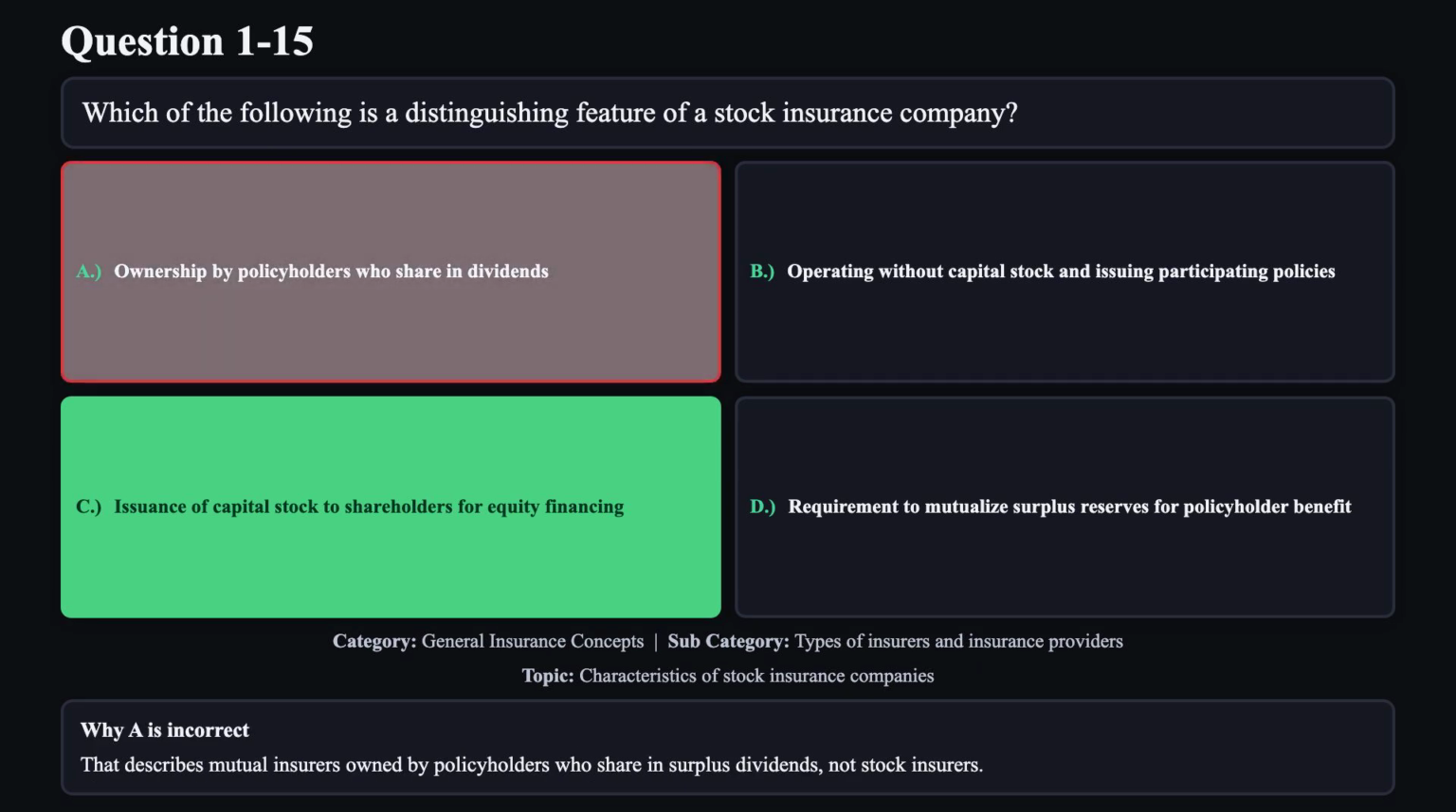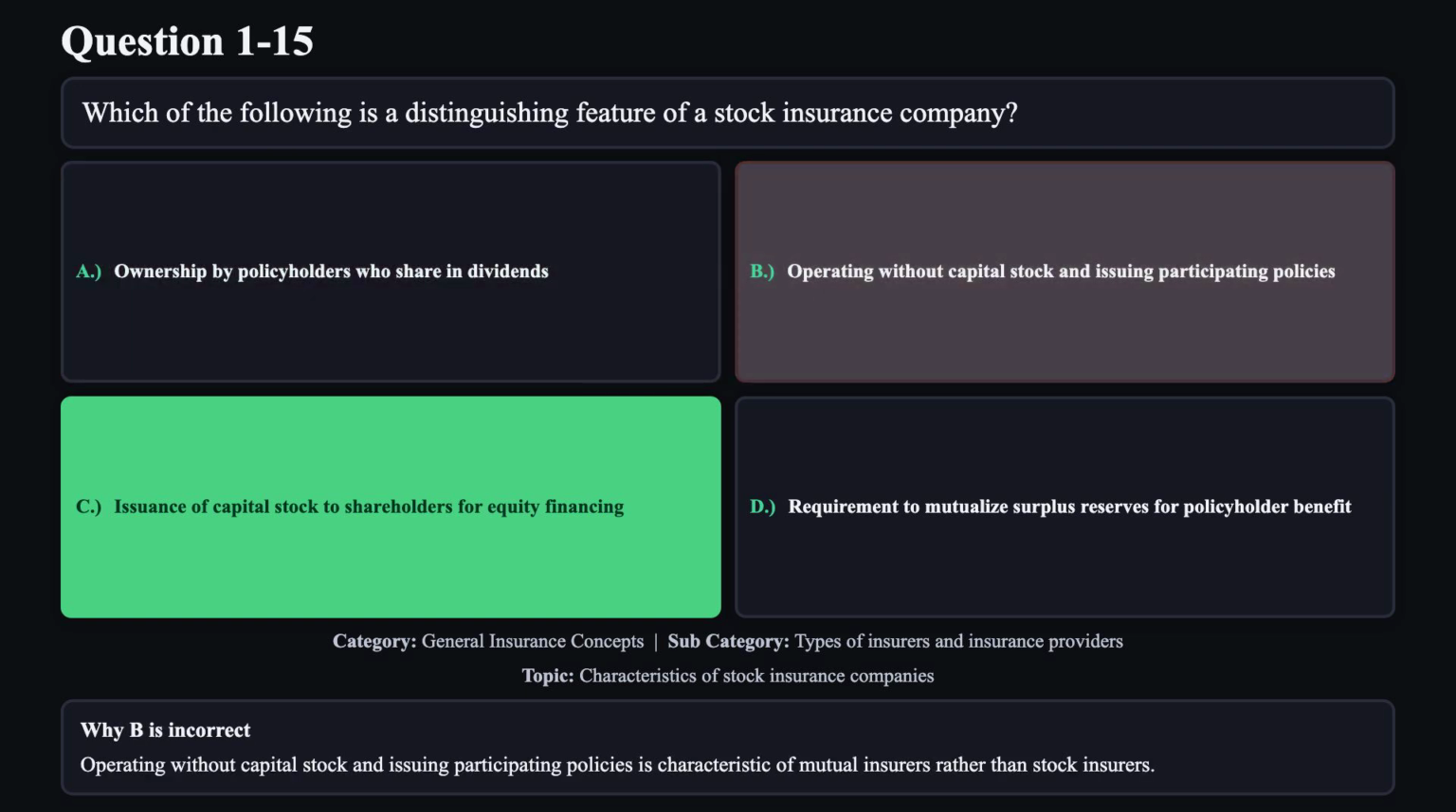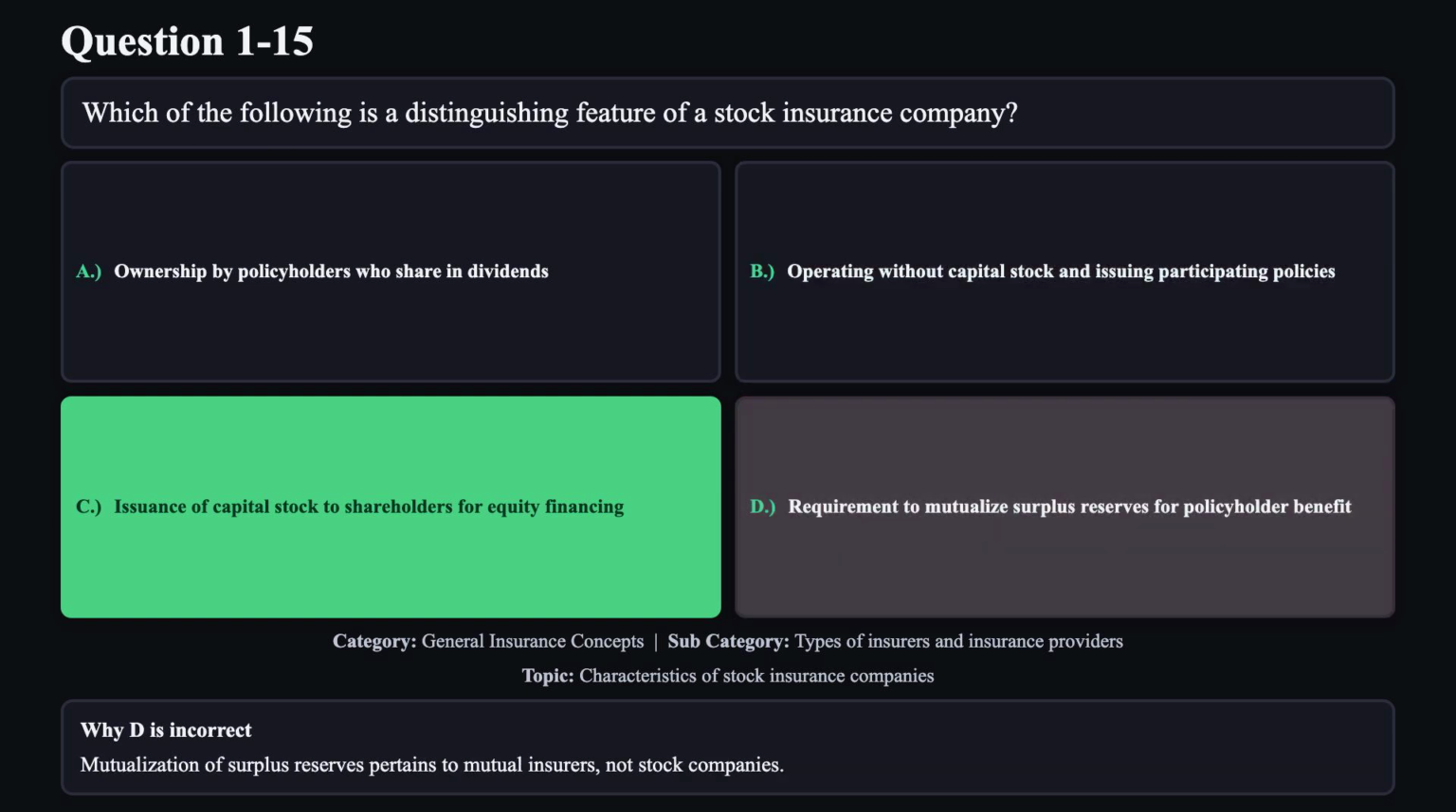Reason A is not correct. That describes mutual insurers owned by policyholders who share in surplus dividends, not stock insurers. Reason B is not correct. Operating without capital stock and issuing participating policies is characteristic of mutual insurers rather than stock insurers. Reason D is not correct. Mutualization of surplus reserves pertains to mutual insurers, not stock companies.